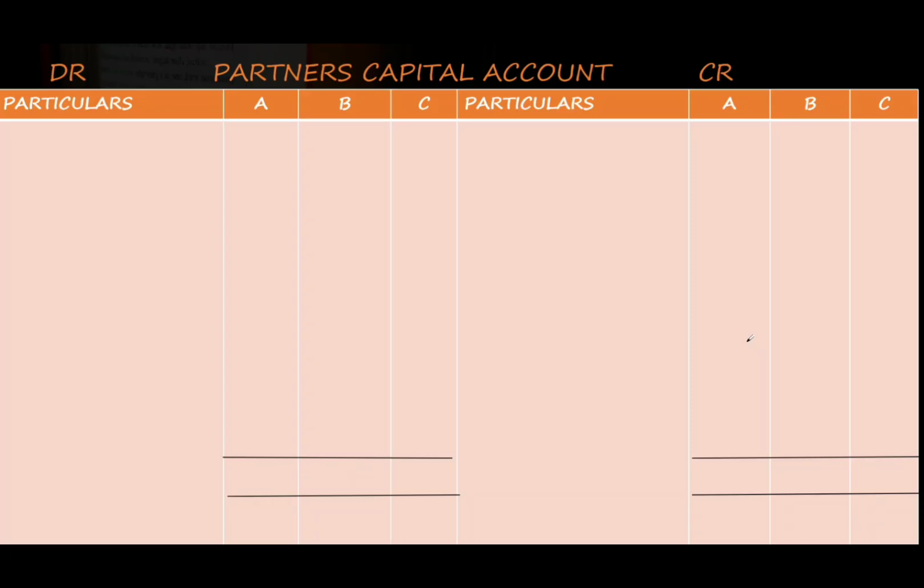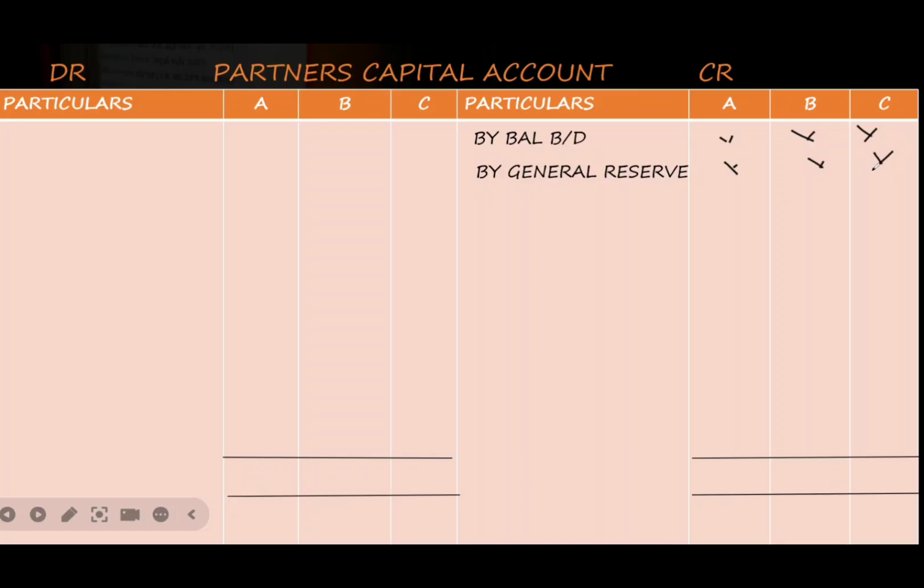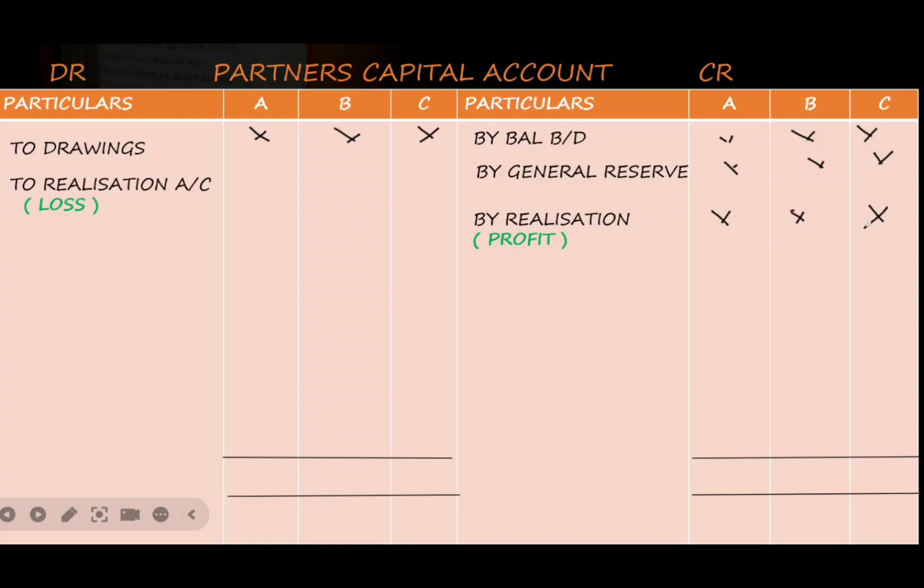First, we will bring down the old capital from the balance sheet for all the partners. Then if any general reserve is given, we will distribute it to all the partners in their profit sharing ratio. Next, any drawings made by the partners will be debited to the partner's capital account. Any realization profit from the previous account will be credited to the partner's capital account, and if there is a loss, the loss will be debited to the partner's capital account.